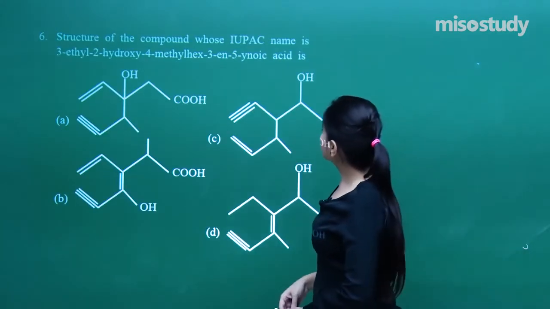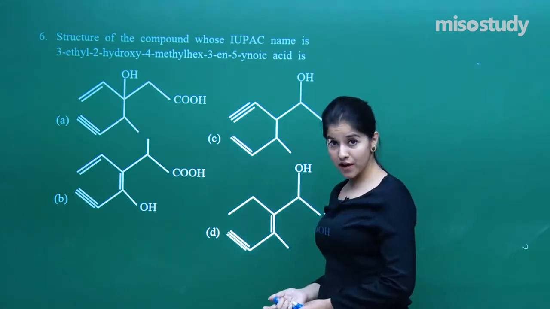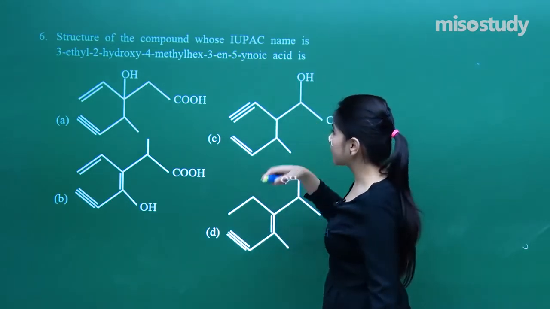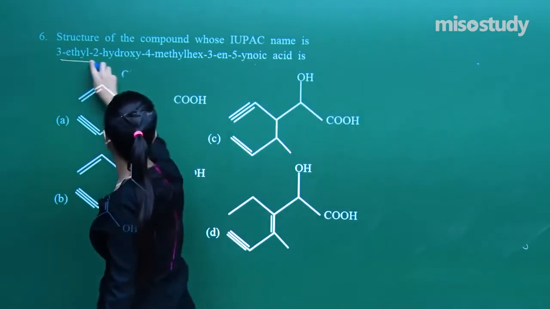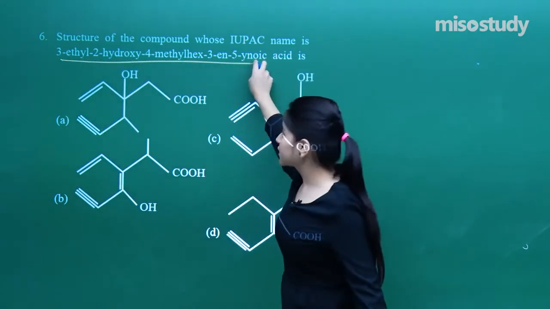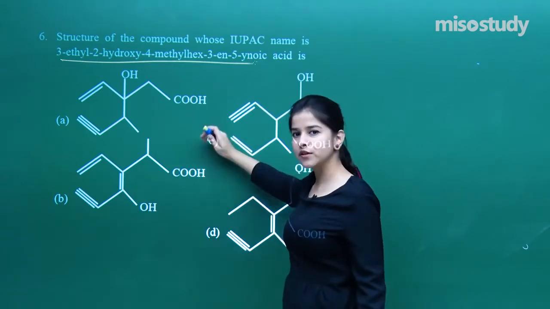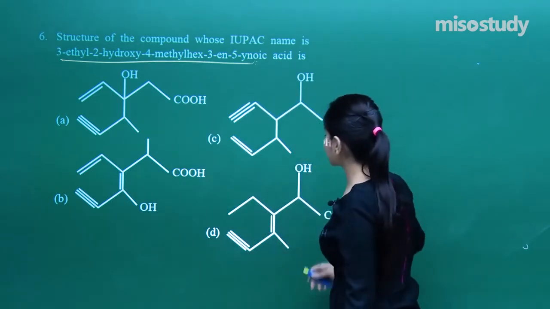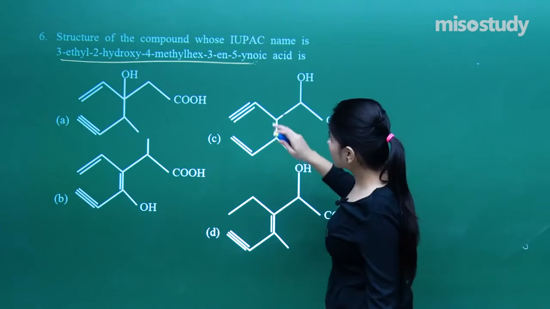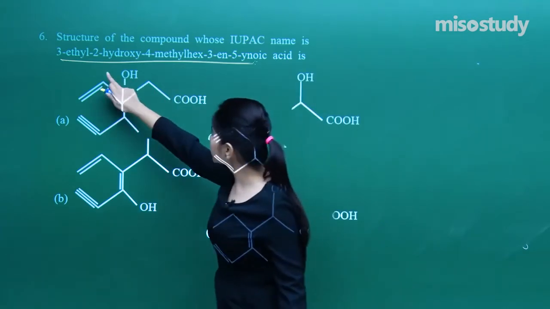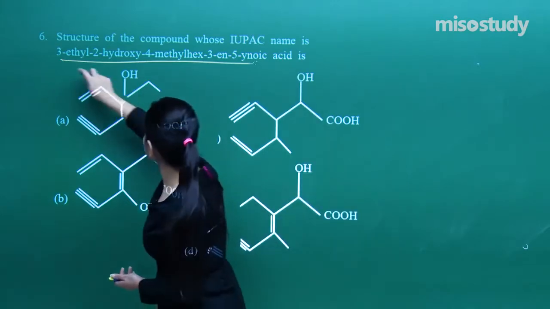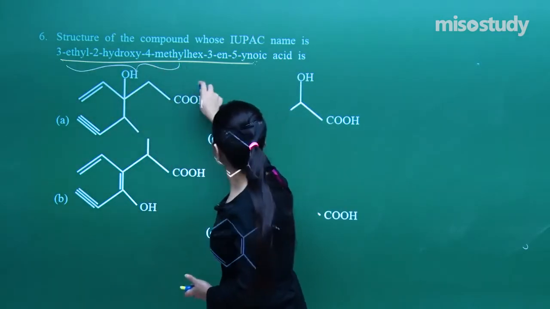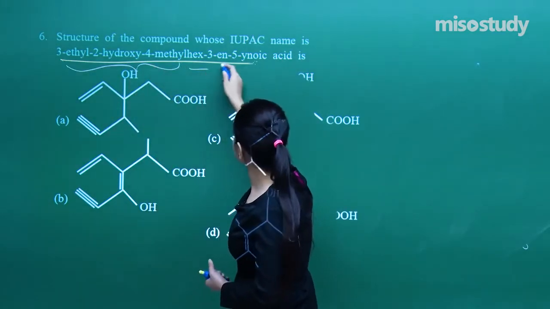Structure of the compound whose IUPAC name is given. Now the IUPAC name has been given and I need to find out the structure. Again I need to do what? I can have a name for this structure, then find out what will be the proper structure for that. So I have got 3-ethyl, 2-hydroxy, 4-methyl. That means these three are the substituents that I have got, along with hex, that is the word root.